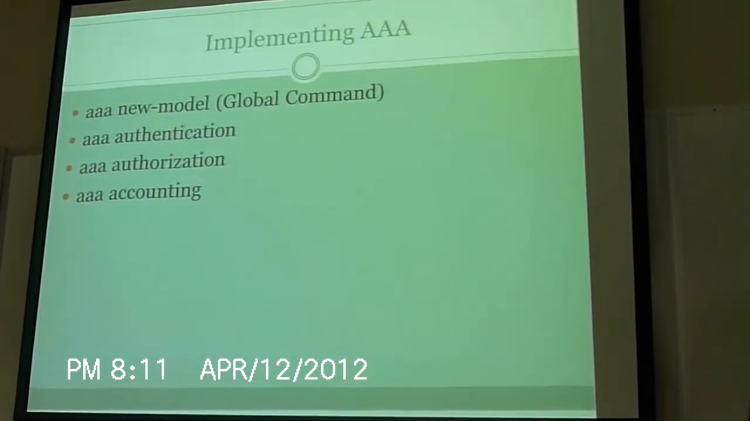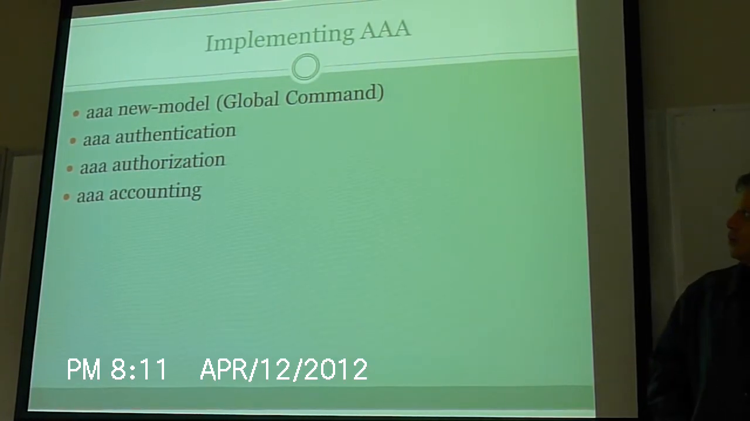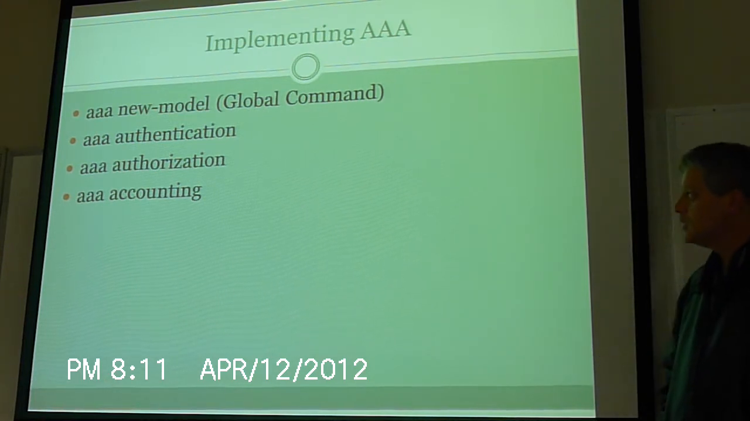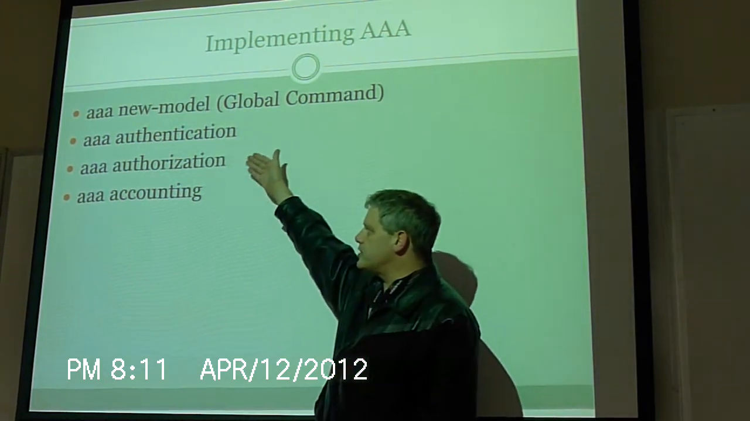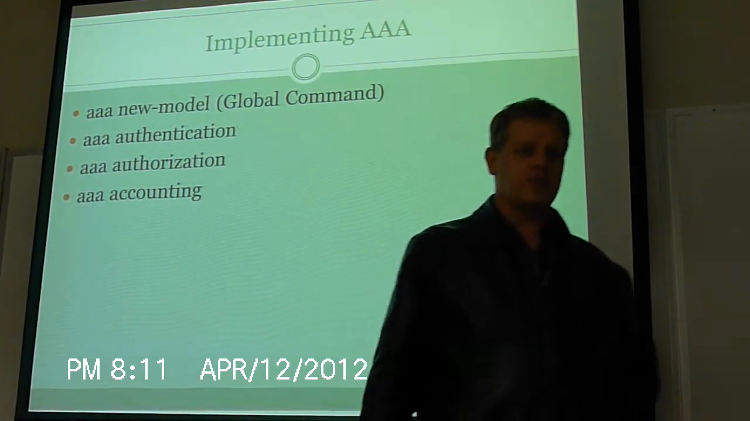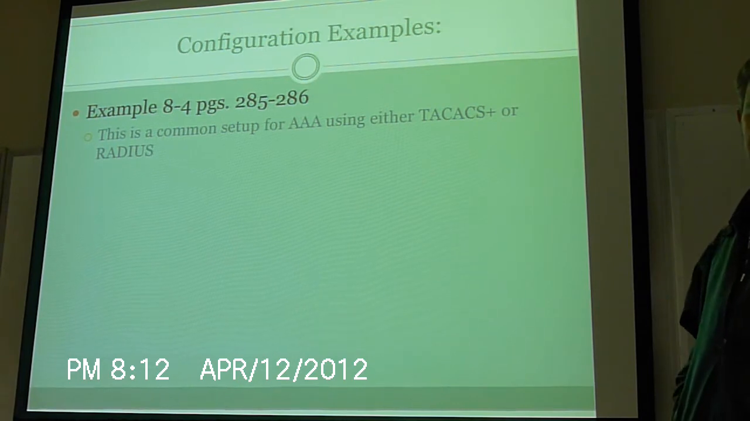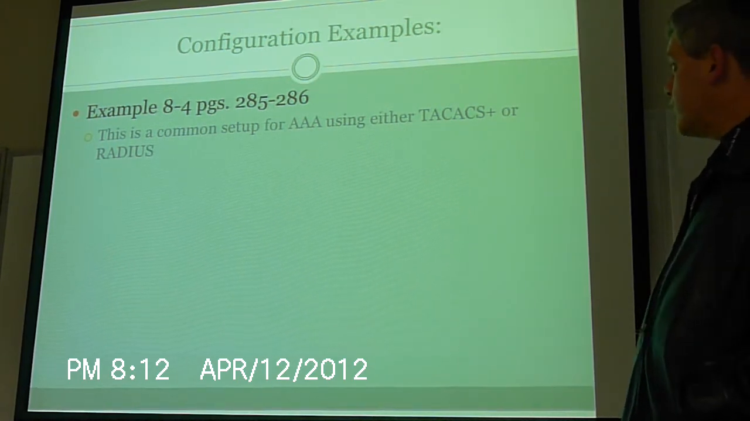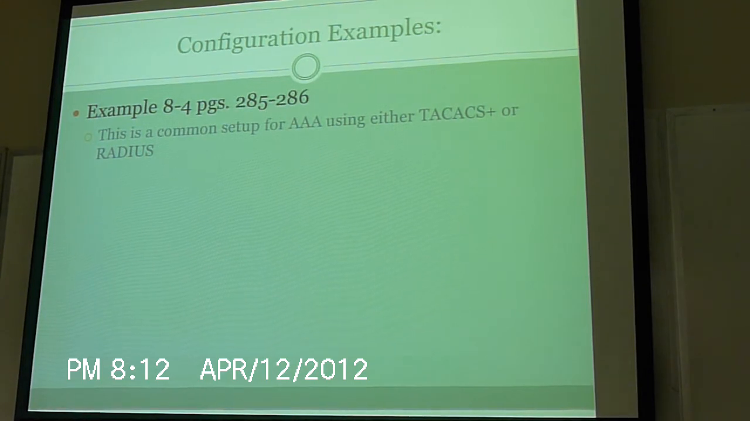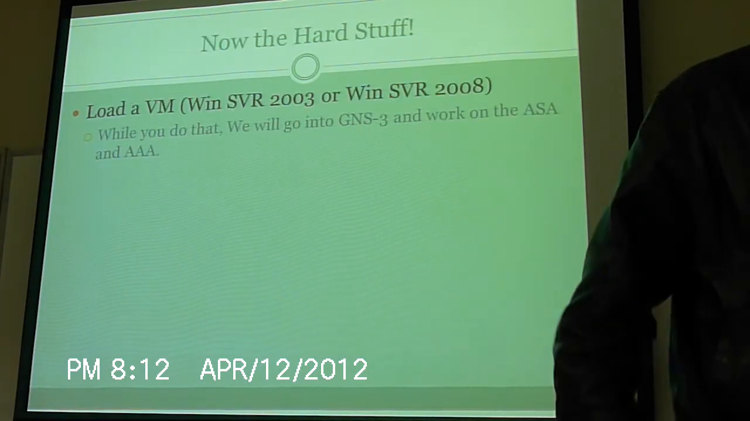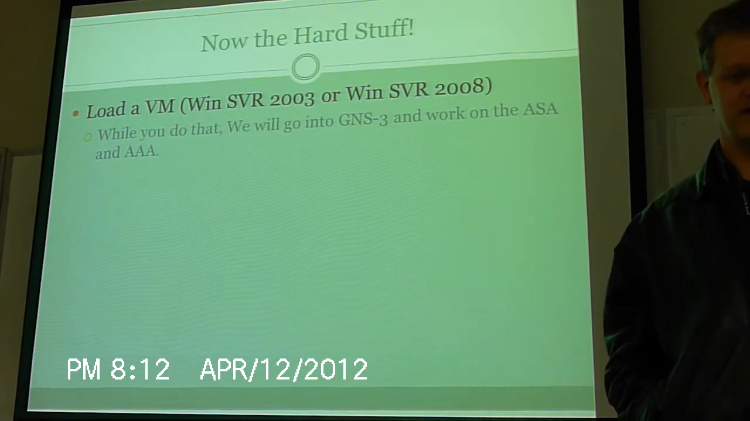Implementing AAA, which we'll look at these commands here in a little bit. You start the service on the router by initiating the command aaa new-model. And you go through the authentication, authorization, and accounting piece. That's how you put the different types of commands in. In the book, there are some examples in Chapter 8, 8-4, for setting up AAA. Also in Chapter 9, there's a walkthrough for how you set up the ACS server. That's all what Chapter 9 is.